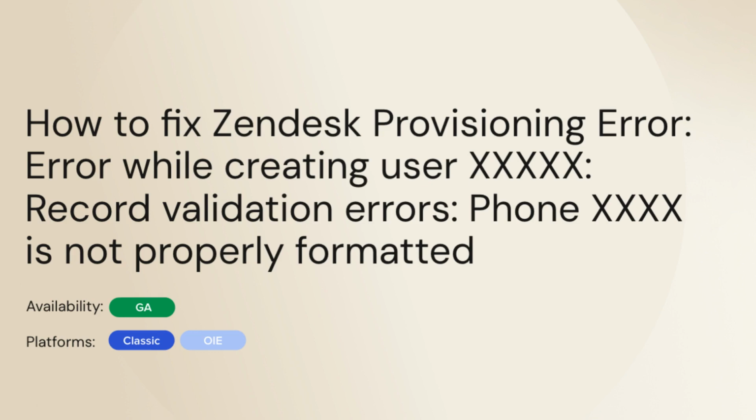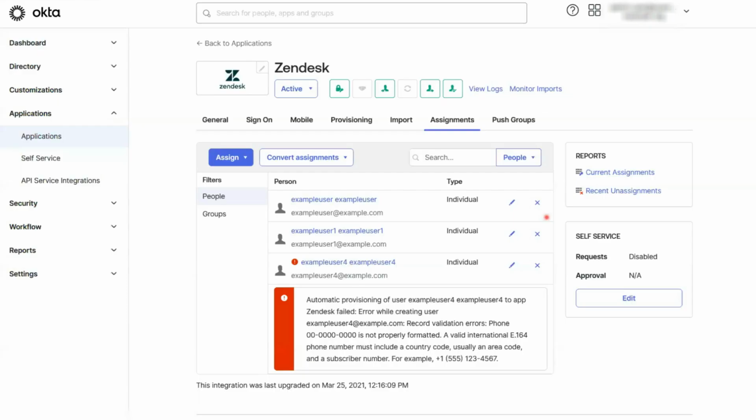It's because the phone number you're sending from Okta to Zendesk isn't in the right format. Zendesk needs phone numbers in the E164 format. That means the number should have a country code, an area code, and a subscriber number. Remember, you can either use the E164 format for phone numbers or turn off phone number checking in Zendesk. Let's dive into how you can fix this.